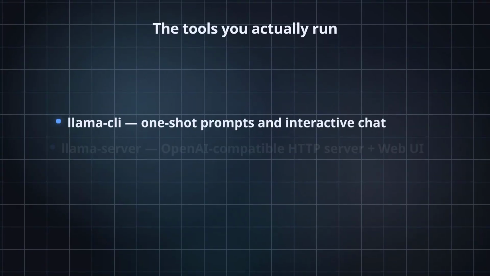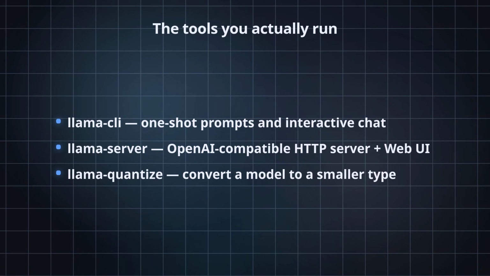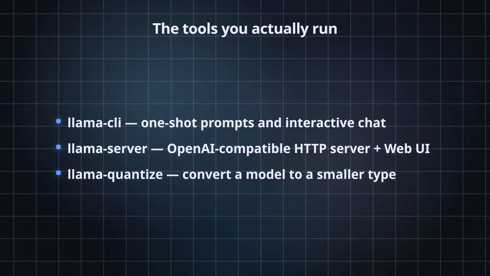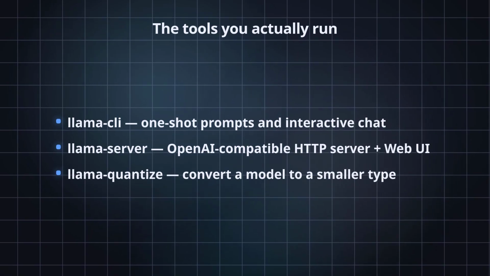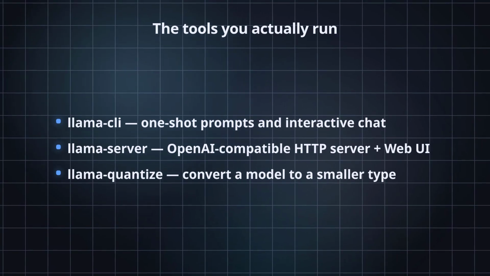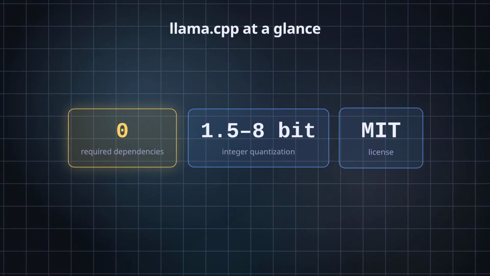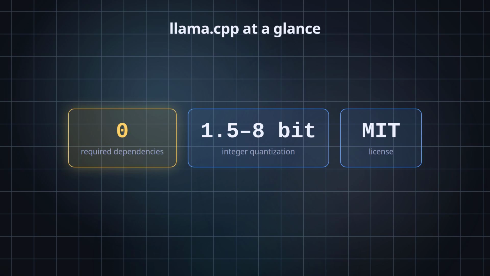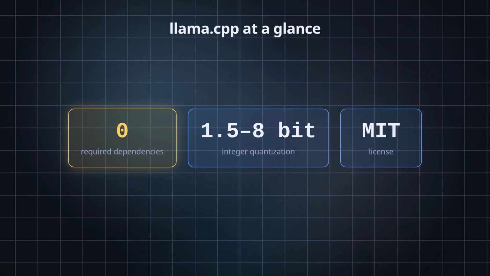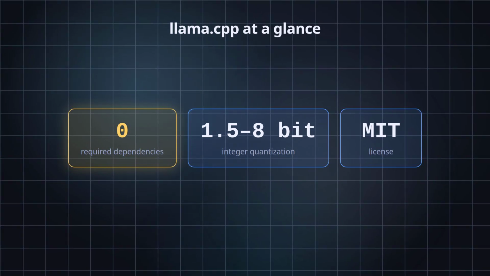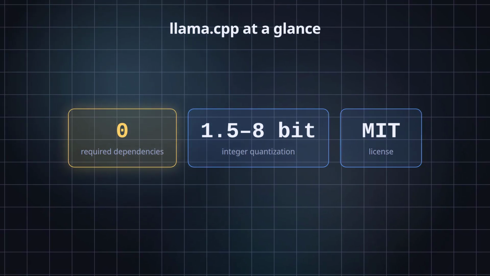On top of the runtime sit the tools. llama command line runs a prompt or an interactive chat from the terminal, and llama server exposes the model over an OpenAI-compatible HTTP endpoint. Stepping back, one C and C++ codebase, with no required third-party libraries, supporting dozens of model architectures, integer quantization from about 1.5 up to 8 bits, and a handful of GPU backends.